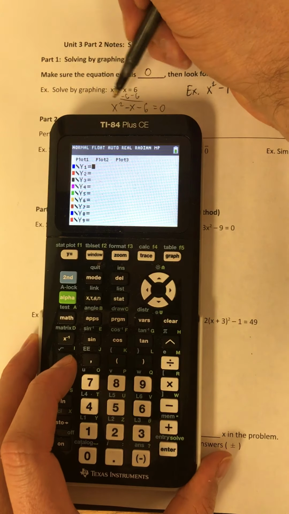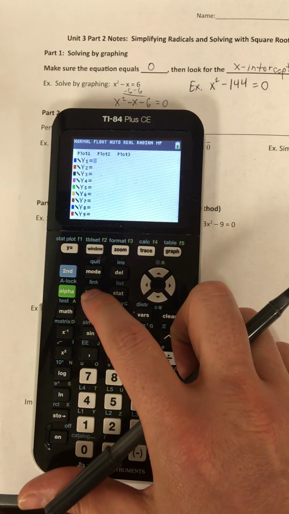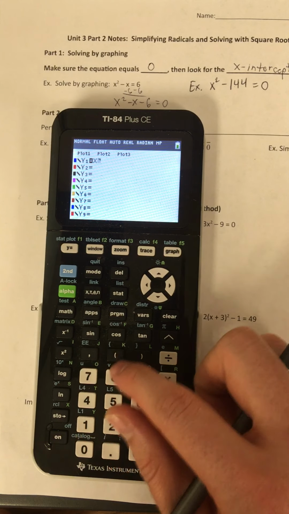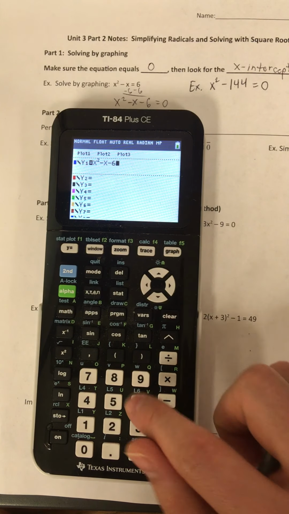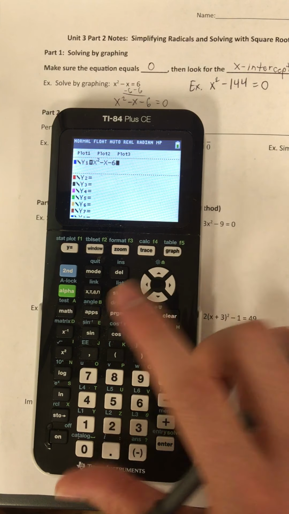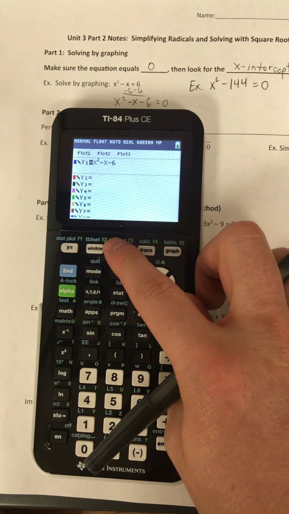Don't worry about the equals 0. Just type this in: x squared, using the x button right here next to the alpha button, minus x minus 6. And then I want to graph that. Just make sure I'm resetting my graph so I'm not zoomed out or anything.